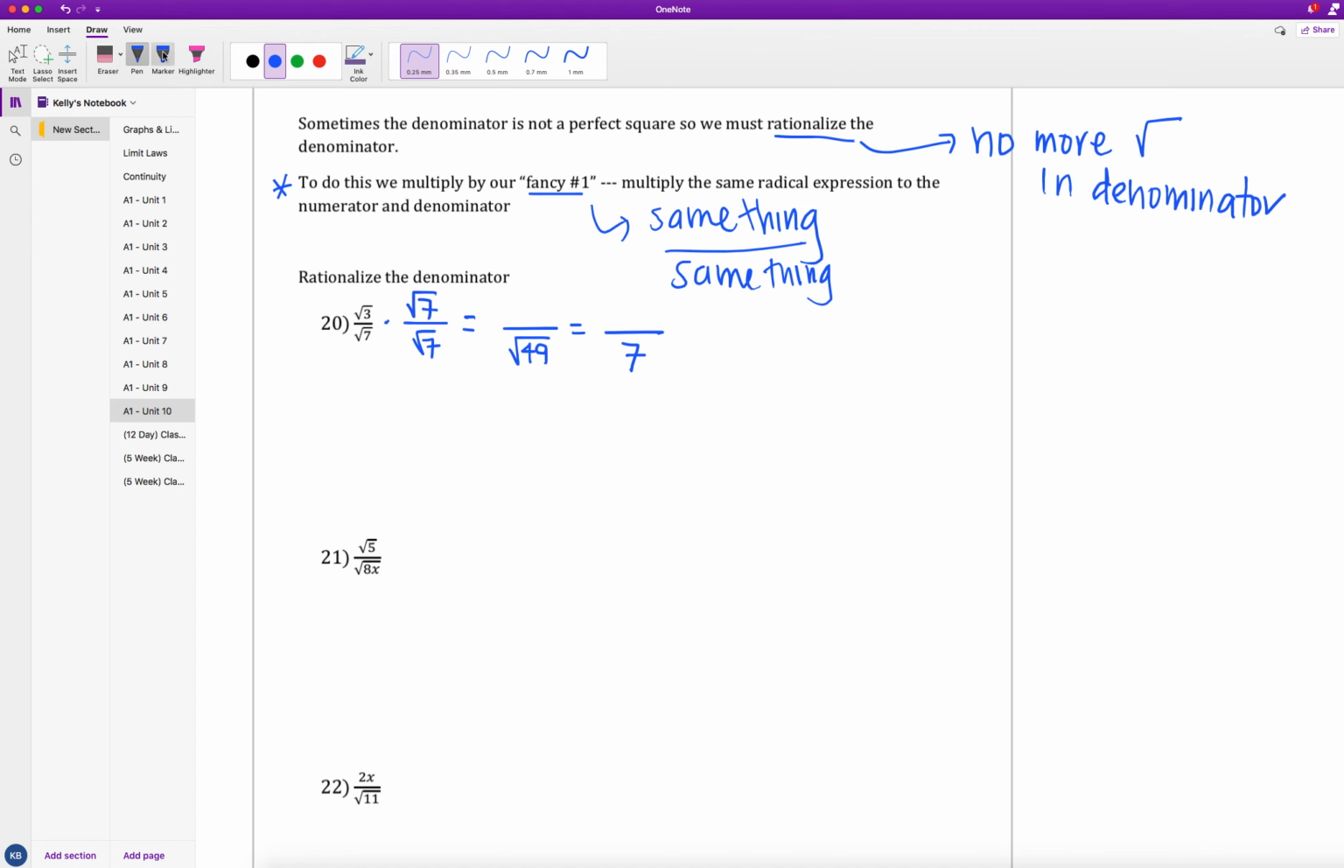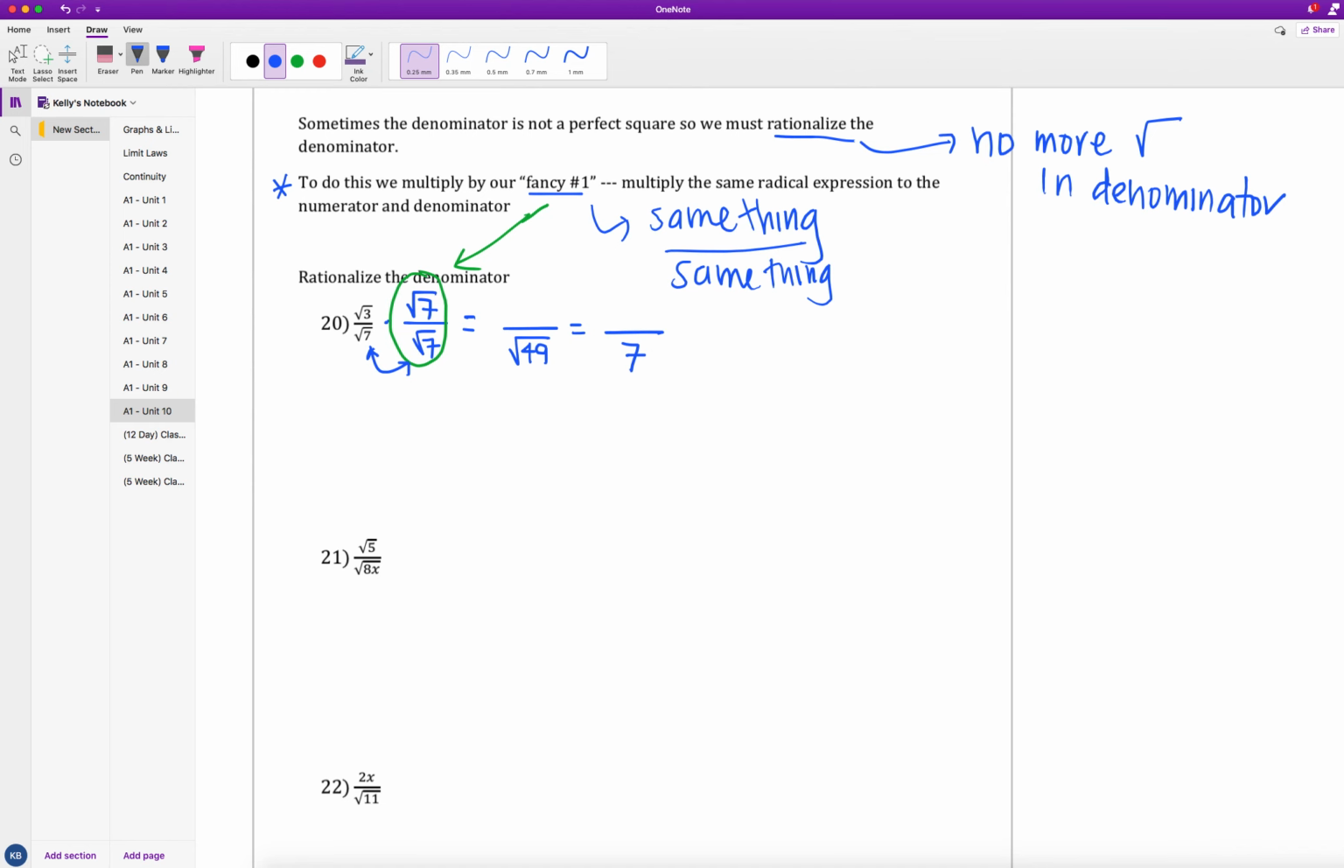And this right here, circled in green, remember, this is what we're calling that fancy number 1 that we have here. So root 7 over root 7, if I reduce that down, would be equal to 1. So I'm not changing anything since I'm multiplying by the number 1. But the reason we're multiplying by root 7 over root 7 is because in the denominator, root 7 times itself would give us the square root of 49, which would just give us 7 back.